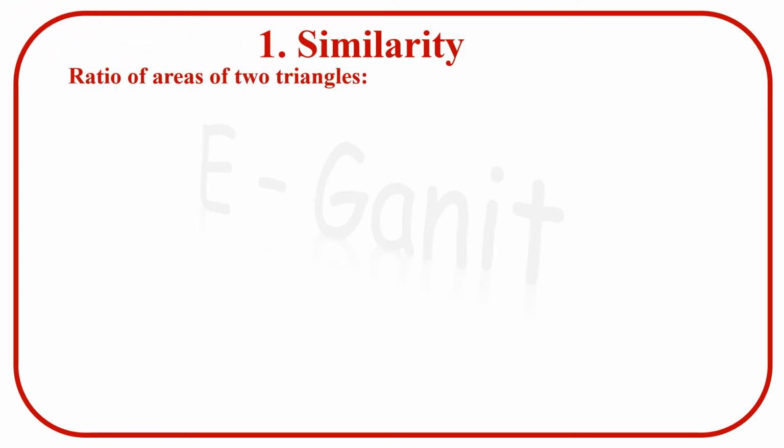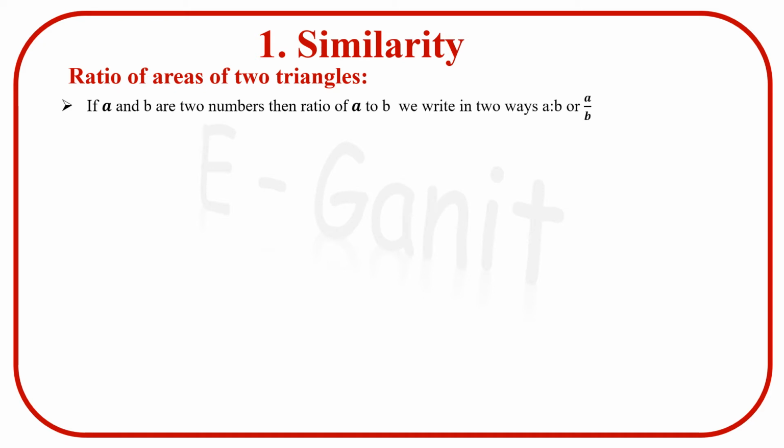Today we are going to start the first chapter, similarity. In this video we are going to study the ratio of areas of two triangles. First we recall ratio. If A and B are two numbers, then the ratio of A to B we write in two ways: A is to B in this way, or A upon B. Ratio is a number, so it doesn't have any unit.